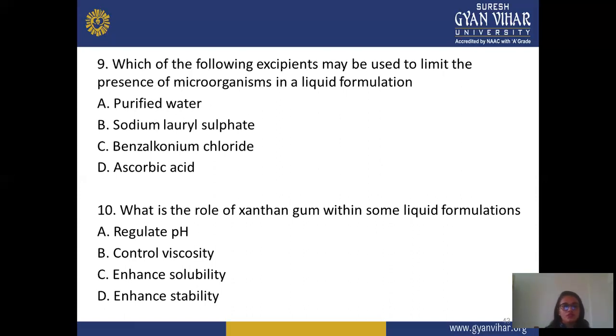And in the last, 10th question, what is the role of xanthan gum within a liquid formulation? A is regulate pH, B is control viscosity, C is enhance solubility, D is enhance stability. All these are the four options A, B, C, D, and you select any one option for the correct answer. And this is all about the 10 questions of this topic.